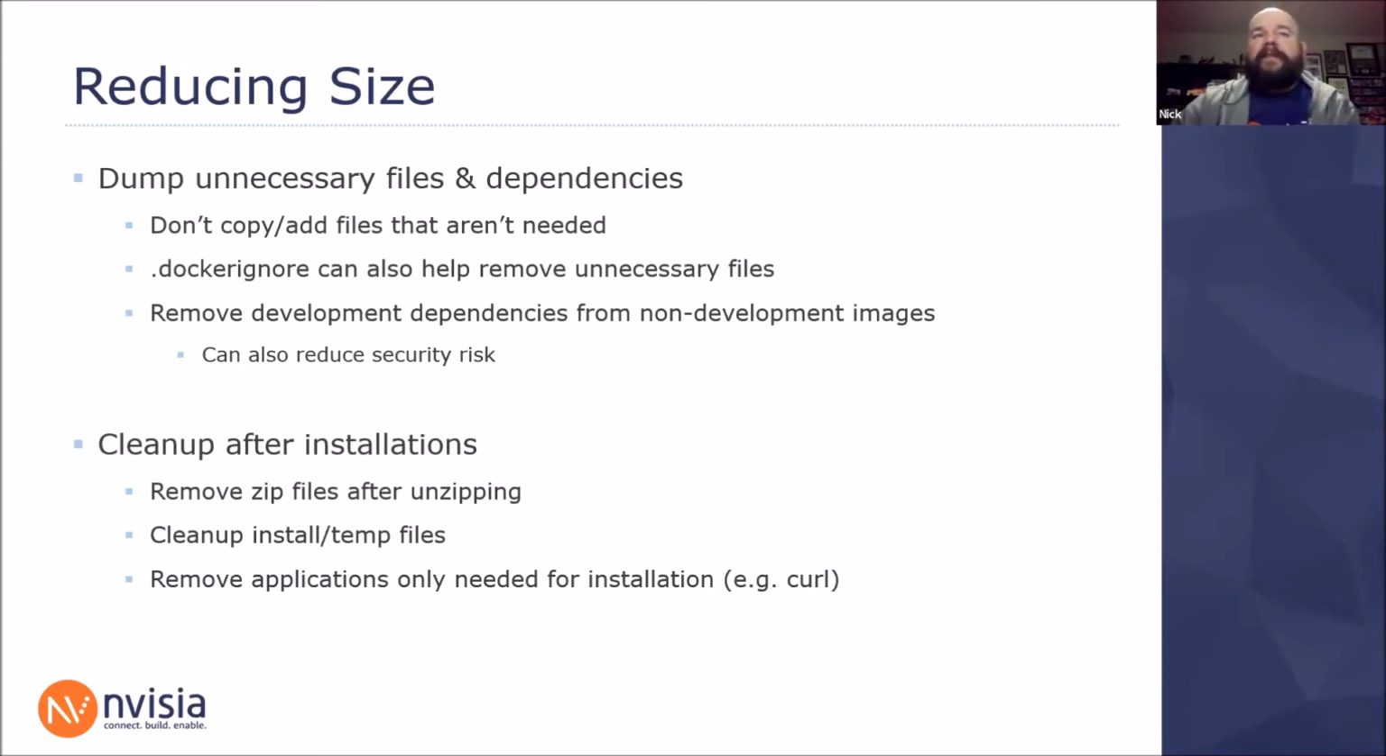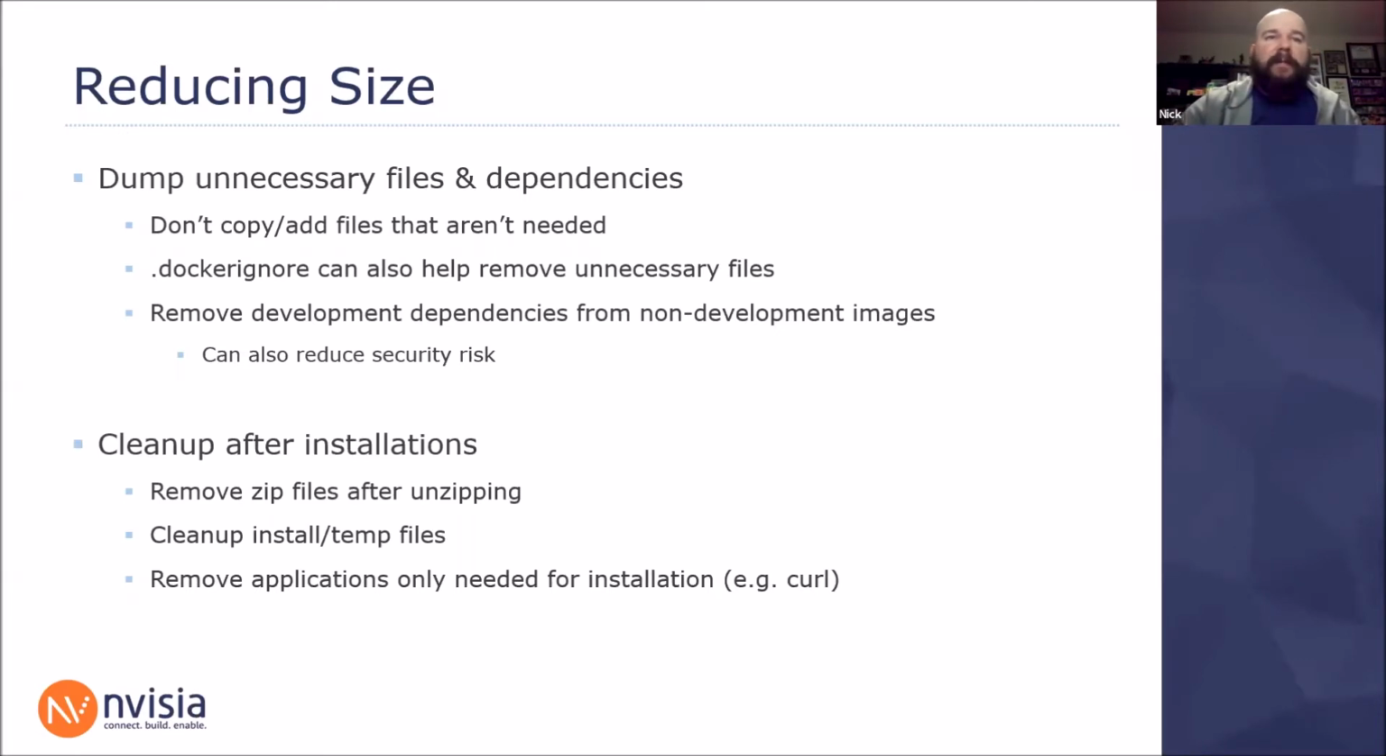Dump any unnecessary files or dependencies. So we don't want to copy in things that we're not going to need. So in this case, we only needed the jar. So don't bring in anything else. That's where we save that whole 1 meg. Use Docker Ignore to help remove any unnecessary files. Again, that really helps with the build context. If you have massive files or directories and you know they're not going to be used in your image, add them to the Docker Ignore, even if you're not bringing them in with the copy, because that will make your context smaller, which will make your build start faster.